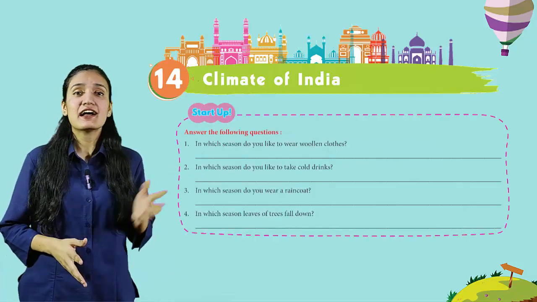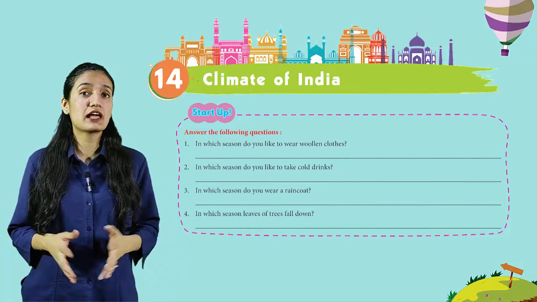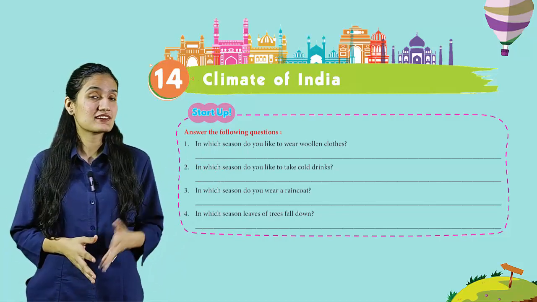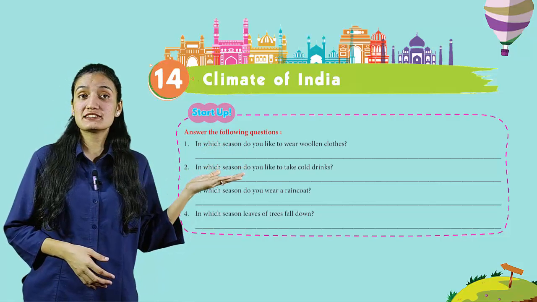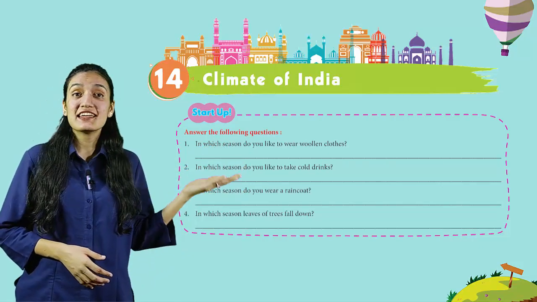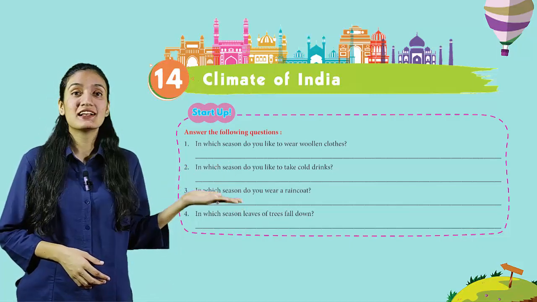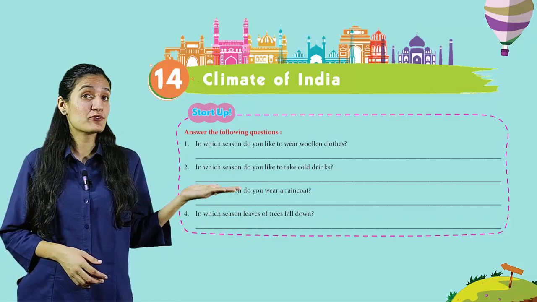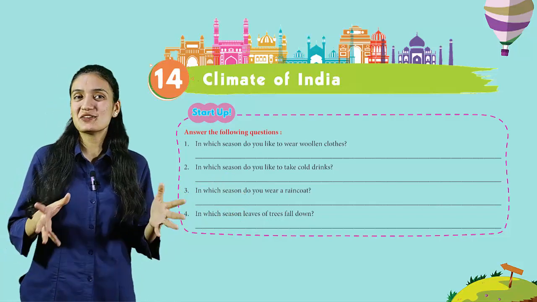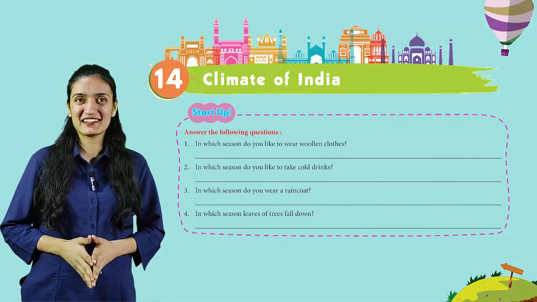Now let's start. Answer the following questions. First, in which season do you like to wear woolen clothes? Second, in which season do you like to take cold drinks? Third, in which season do you wear a raincoat? Fourth, in which season do leaves of trees fall down? You have to read these questions carefully and answer them accordingly.